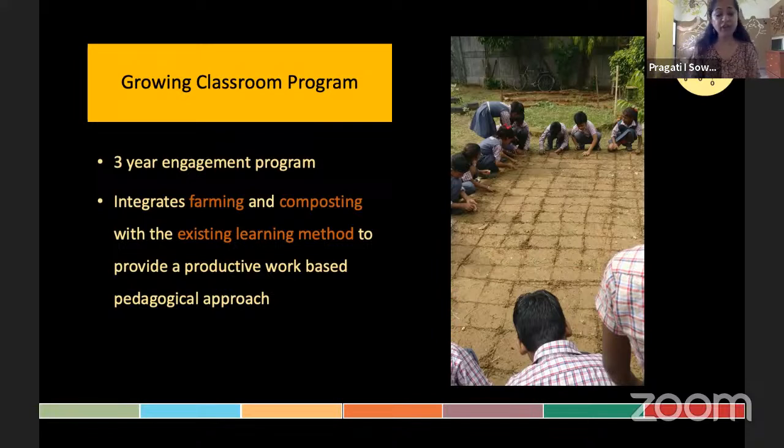So this 3-year program integrates farming and composting, this experience, with the existing learning method. What do I mean by that? If you see the visual, the child is actually creating a grid to sow seeds. We also call it a one square foot garden, in which, in each square foot, the child will sow one seed. But at the same time, they're also learning tables and multiple other things. So in this, we integrate 3 things: academics, values, and life skills.